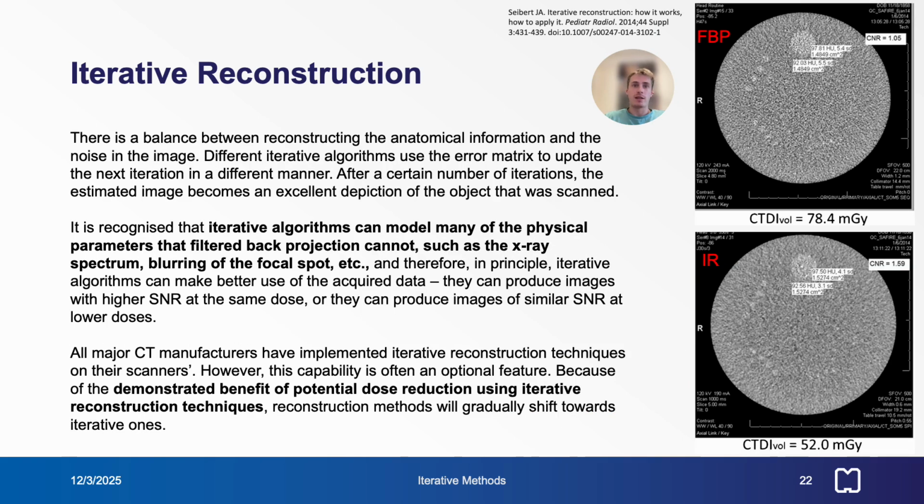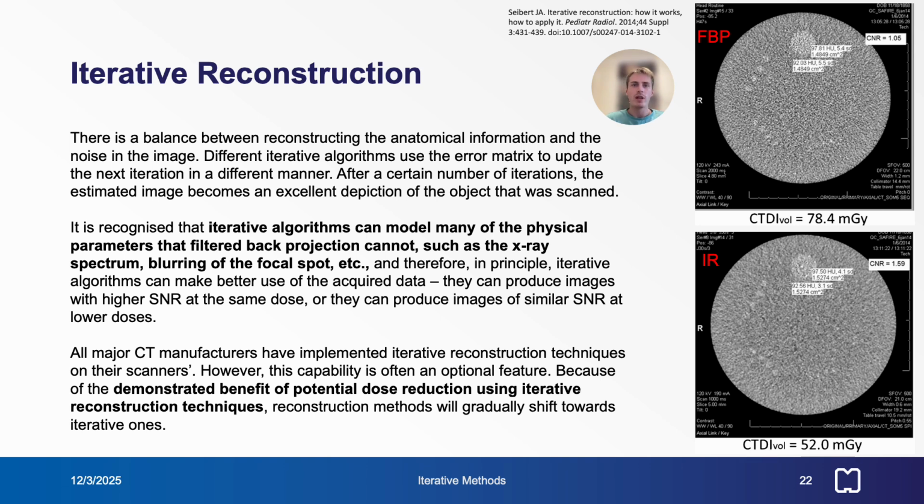There is a balance between reconstructing the anatomical information and the presence of noise in the image. Different iterative algorithms use the error matrix to update the next iteration in a different manner. After a certain number of iterations, the estimated image becomes an excellent depiction of the object that was scanned. It's recognized that iterative algorithms can model many of the physical parameters that filtered back projection can't, such as the X-ray spectrum and blurring of the focal spot.